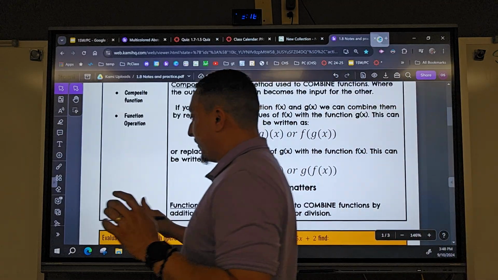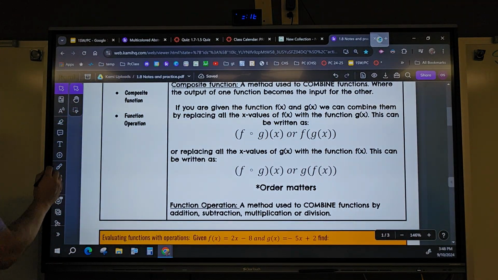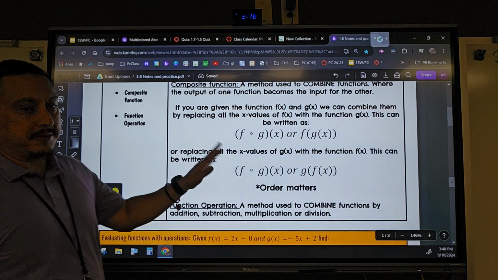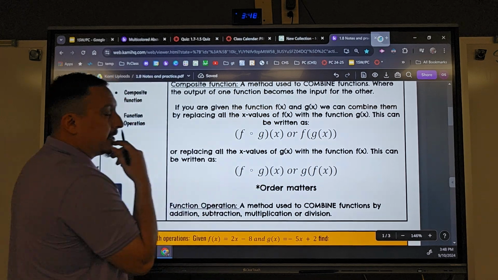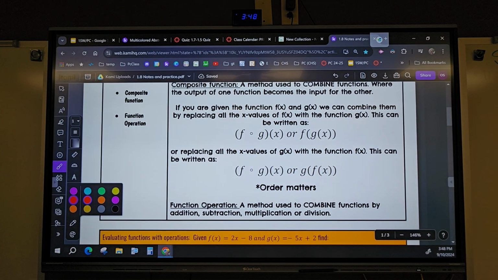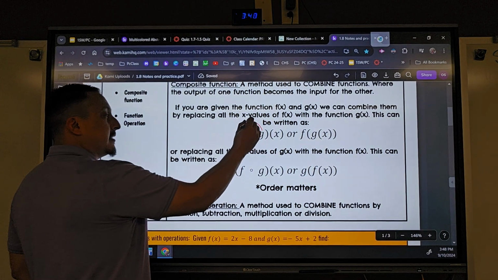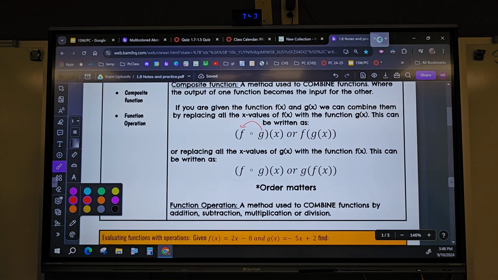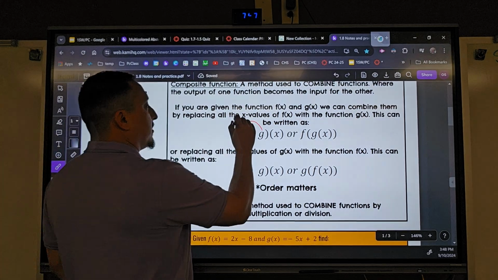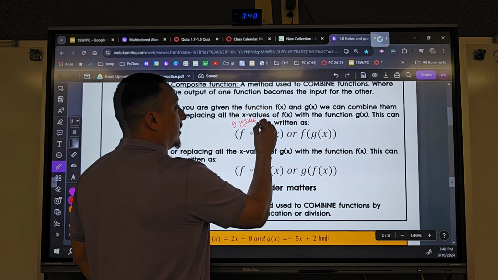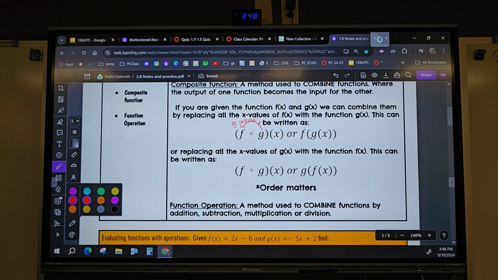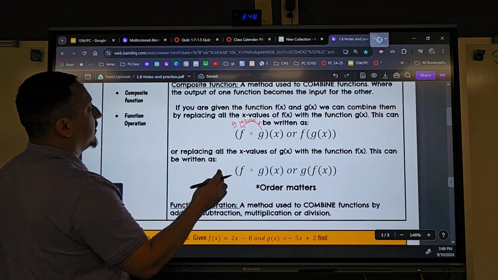So before we get there, before we do that, let's talk about the symbols first, because you have to know how to read the symbols. There's two ways, actually there's three ways, but it looks like we're just gonna do two. This means, okay, that G is going to go inside of F. Function G is gonna go inside of F. So inside G inside F.